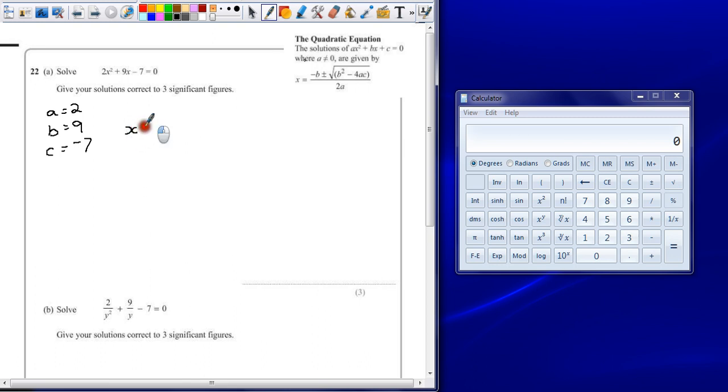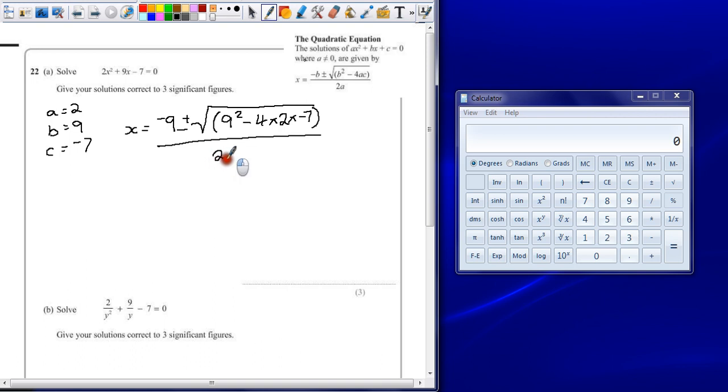So x is equal to minus b, so that's minus 9, plus or minus the square root of b squared, so that's 9 squared, take away 4 times a times c. Bear in mind that is going to be multiplied by a negative number, so you're taking away a negative there. And all of that is divided by 2 times a. It's quite a few calculation steps needed here, but now it's just a case of solving this. So leave it in this format for now until you've worked out what goes inside the square root.